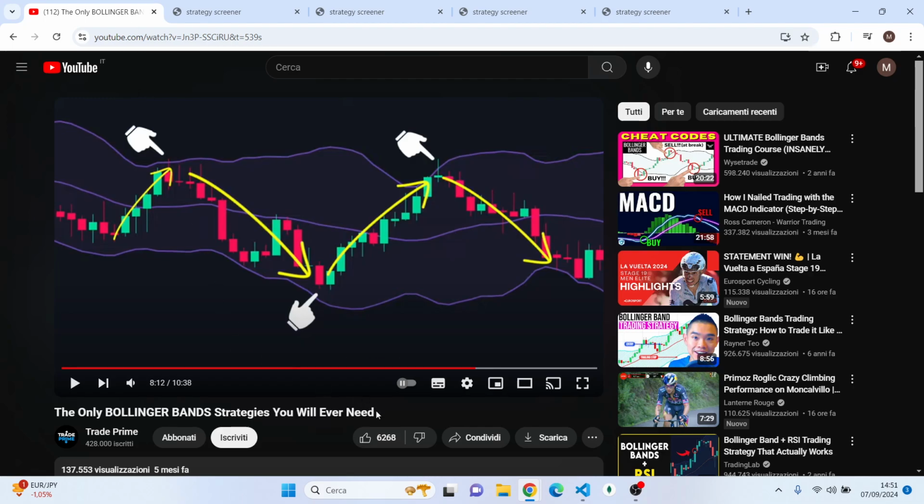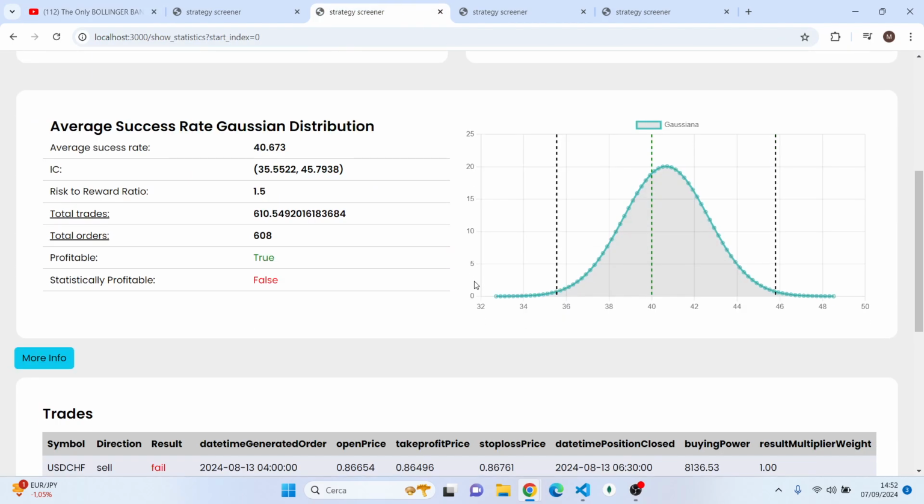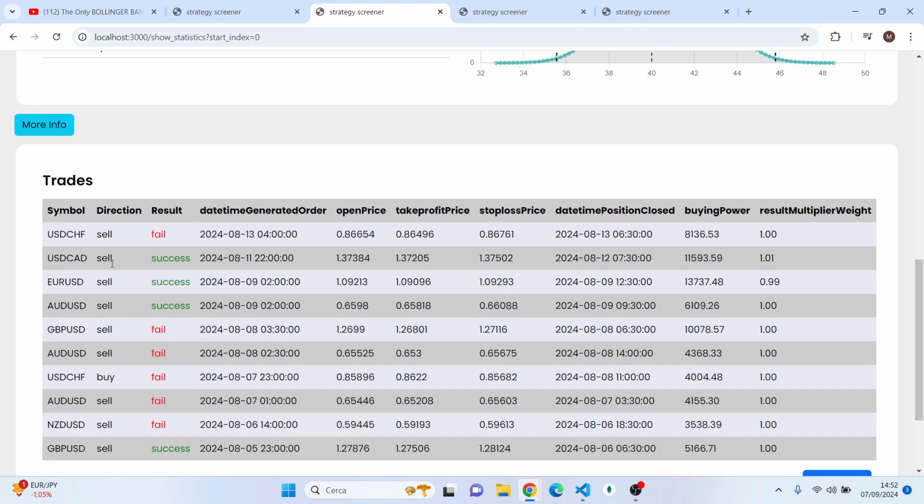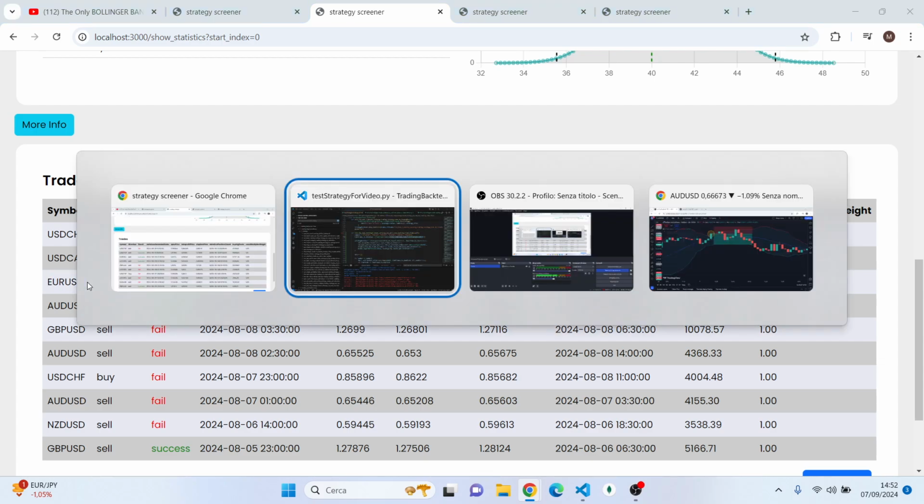I will leave the link of this video in the description so you can check it for the basic conditions. There is only one condition, it's a very simple strategy and maybe it can be really profitable with only one condition, I don't know. So, let's see some trades that my software took. Let's start with this one on EUR/USD.